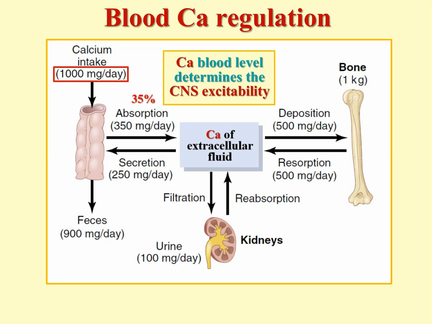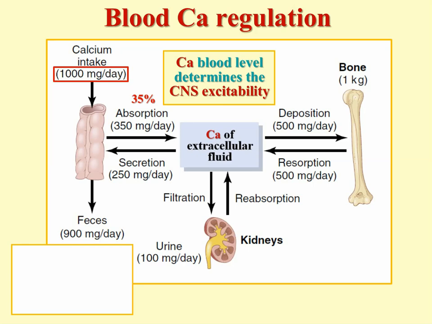But when neurons become overexcited, they stimulate muscles excessively. Or when neurons become suppressed, they stimulate muscles very little and muscle weakness develops. Therefore, calcium is important for the central nervous system and finally for all types of muscles.